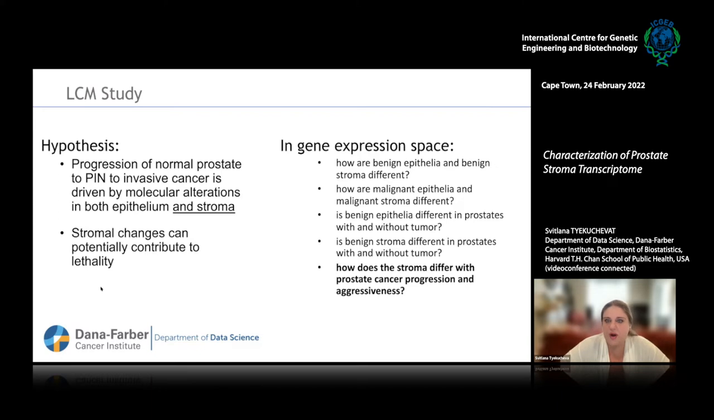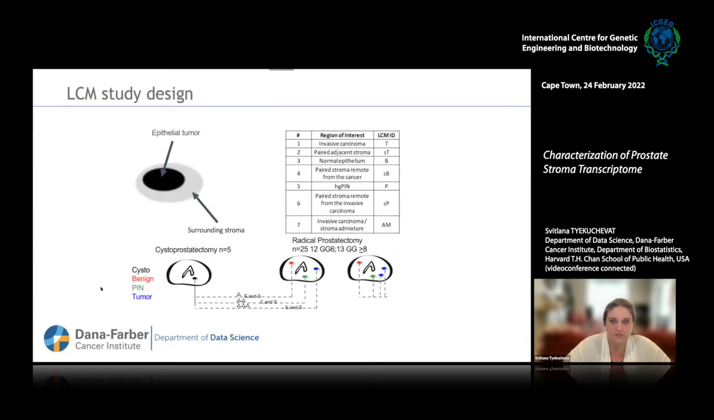So our questions in the gene expression space were: how are benign epithelia and benign stroma different? How are malignant epithelia and malignant stroma different? What is the difference between prostates with and without tumors? And how does the prostate stroma transcriptome differ with prostate cancer progression and aggressiveness, that is, is there any association with the Gleason score? To answer these questions, the following study was performed.